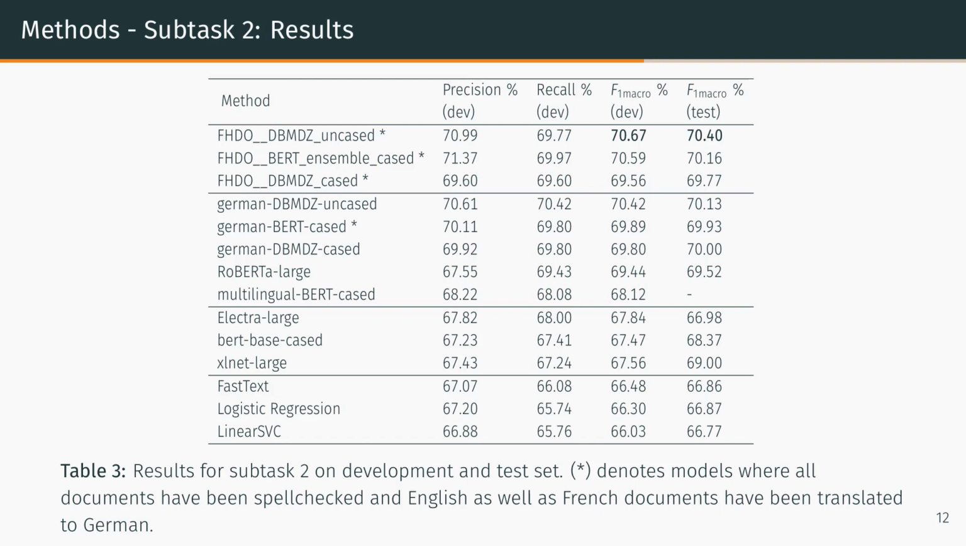But as you can see, these models could not compete with the German-based models. So some information was lost during the translation process. The preprocessing, applying a spell check and also translating English and French documents to German, only increased the results a little bit. So it can be assumed that the transformer architecture is quite robust against a few bad samples.